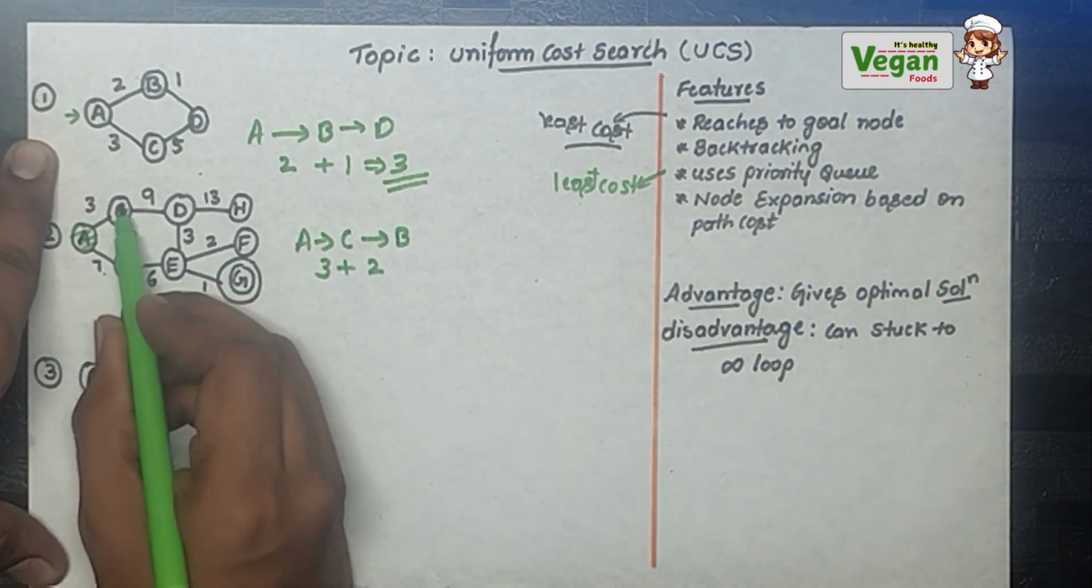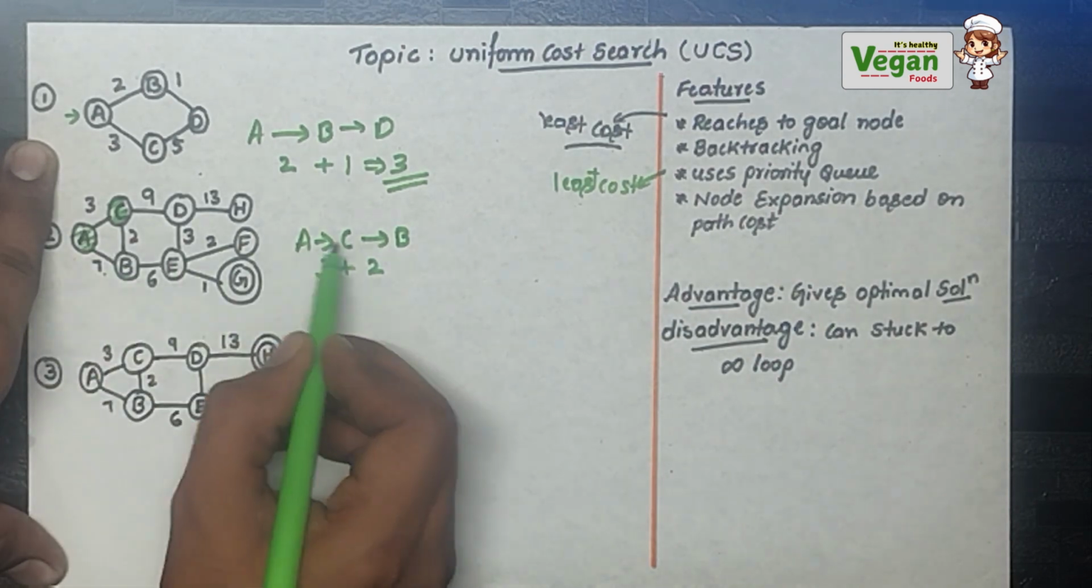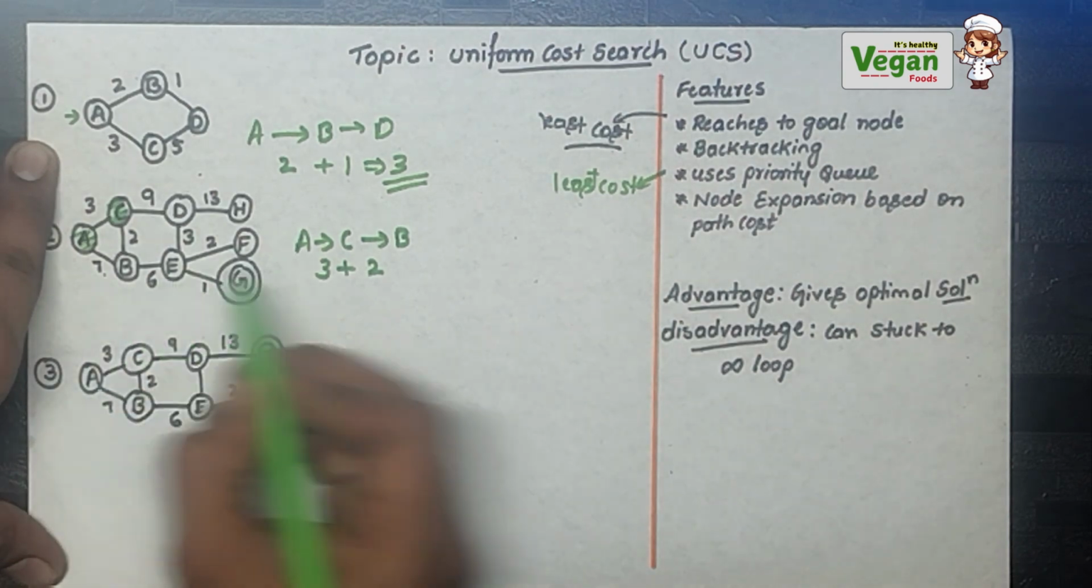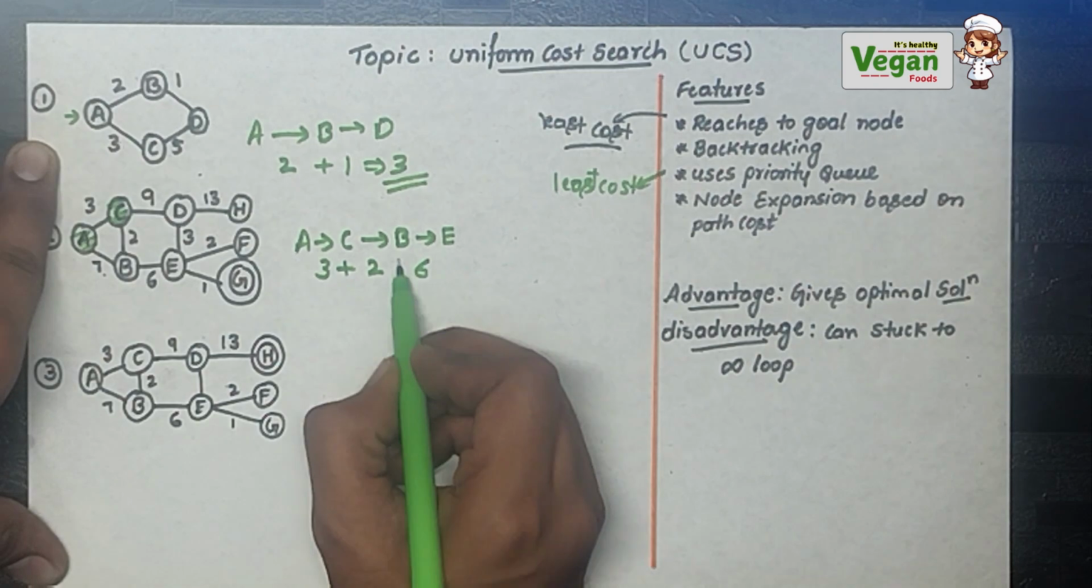Next, C is over. From B I can't go back to C and I can't go back to A, because A and C are all done. Now I can go from B to E. Only one possible path is there. From B to E it costs me 6.